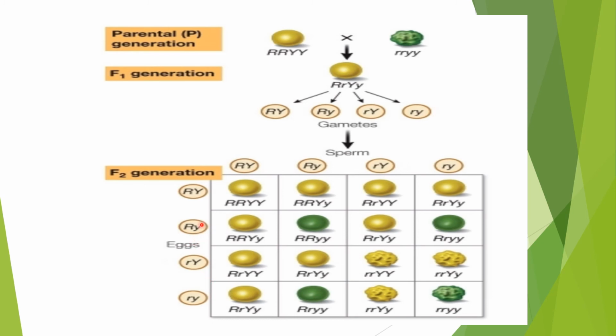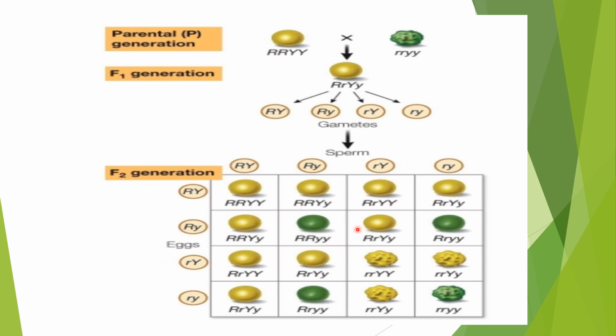Now, in order to get the possible combinations, we have to draw a square. This square is referred to as Punnett square. Punnett square is a square in which the gametes of one parent are written along one side and the gametes of the other parent are written along the other side, and the possible combinations are written in the subsquares. So we have obtained the possible combinations.